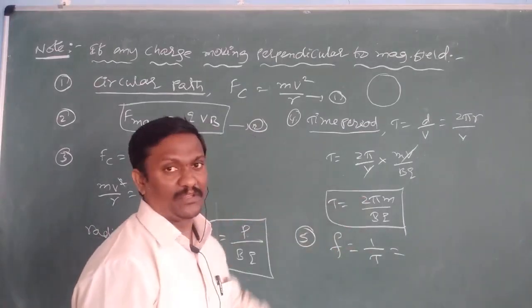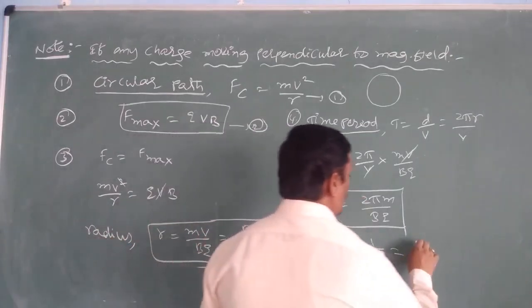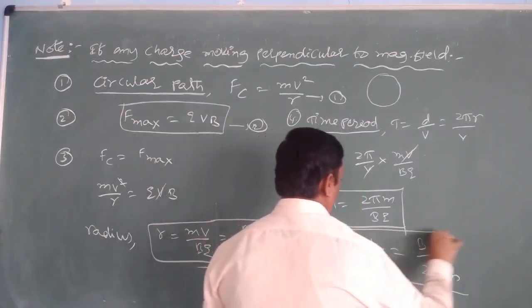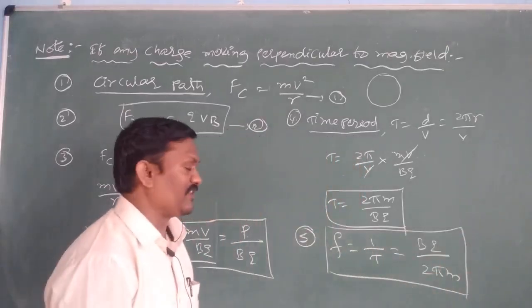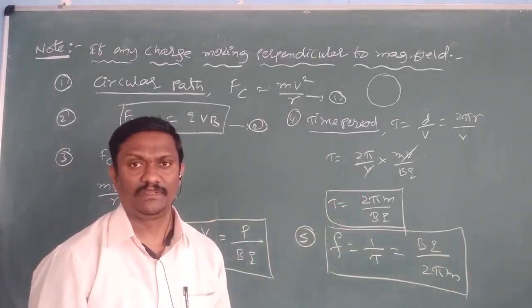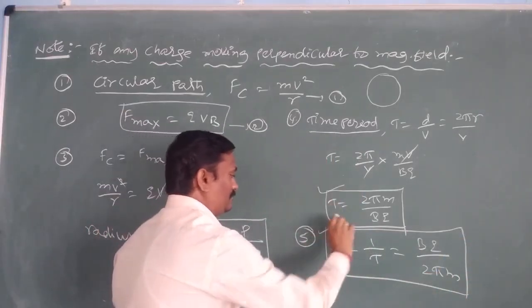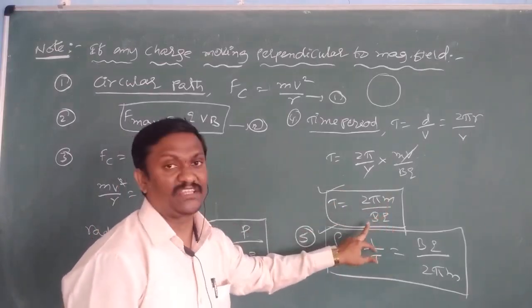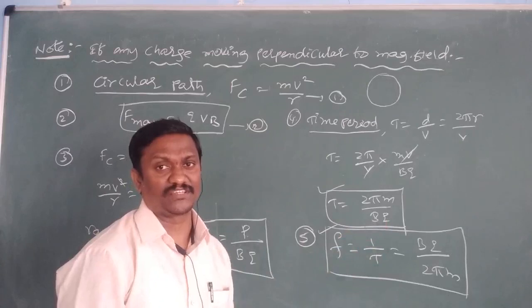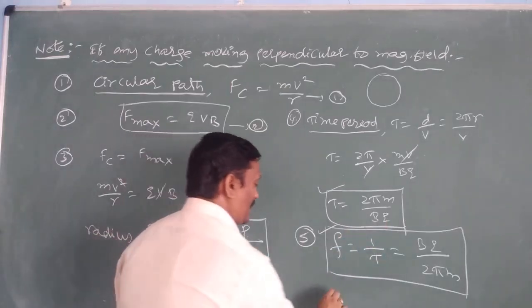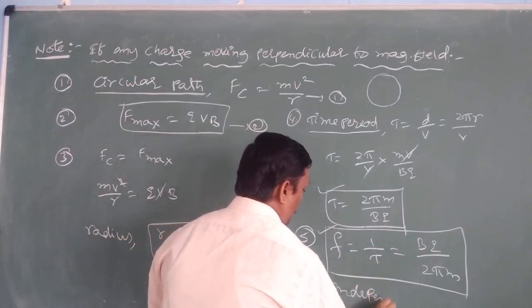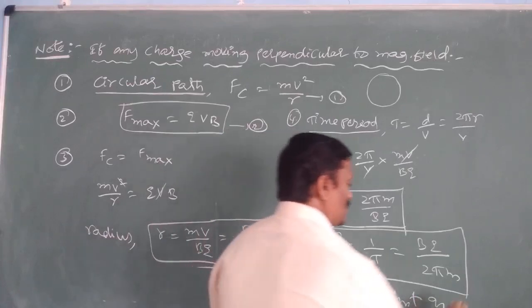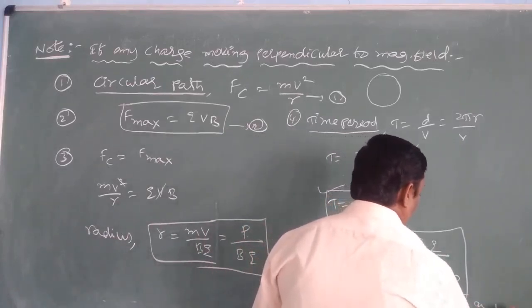T means 2 pi m by Bq, so 1 by T means Bq by 2 pi m. So it is the expression for the time period and frequency of charged particles. But observe: the time period and frequency depend on mass, strength of the magnetic field and magnitude of the charge, but they are independent of speed v and radius r.